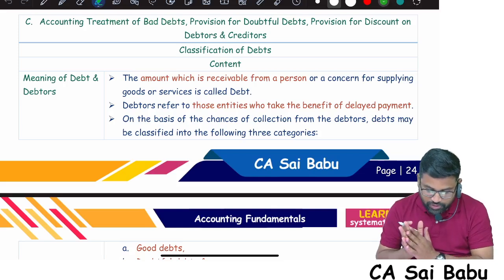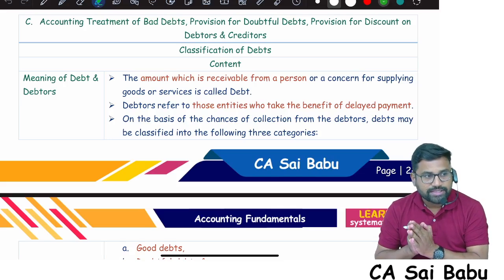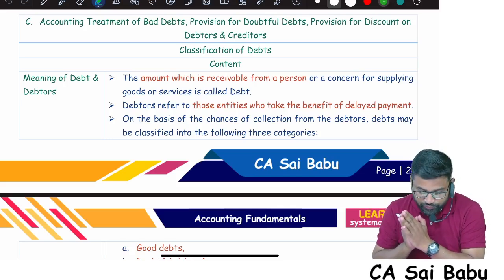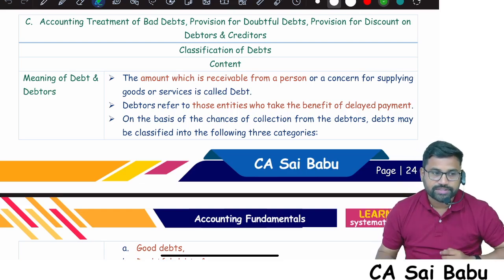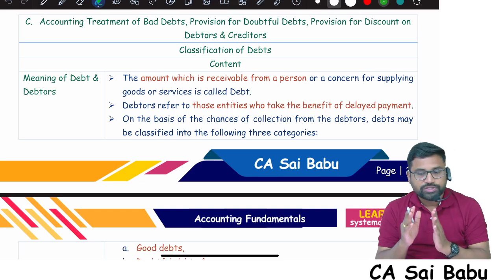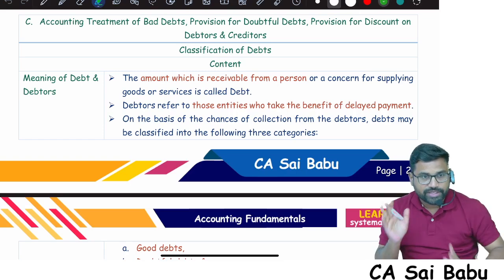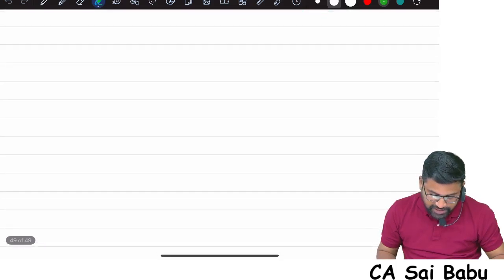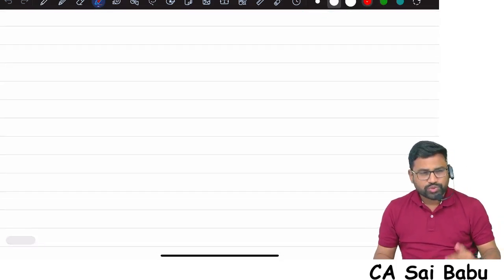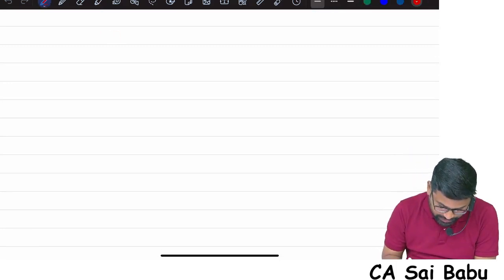So the next concept we are going to discuss is accounting treatment of bad debts, provision for doubtful debts, provision for discount on debtors and creditors. First, we are going to focus on the accounting for bad debts and provision for doubtful debts. Very, very important topic, sir. In examination, there are chances that this topic may come. Usually, they will ask a question from this topic, sir. So let us focus on this.